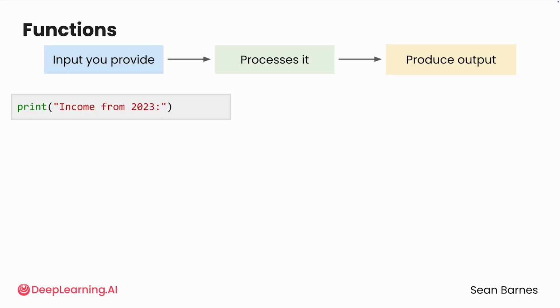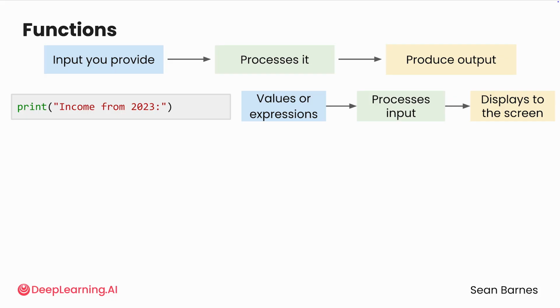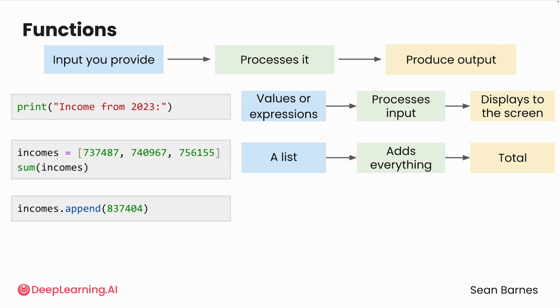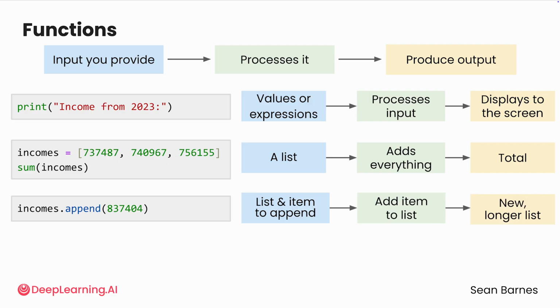The print function takes whatever you want to print, which can be one or several values or expressions, processes it, and displays it to the screen. The sum function takes a list as an input, adds up everything inside it, and outputs the total. Append is a bit different. There are actually two inputs. Can you spot them? The two inputs are the list and the item that you want to append. Then it processes these inputs by appending the item to the list and outputs the new, longer list.